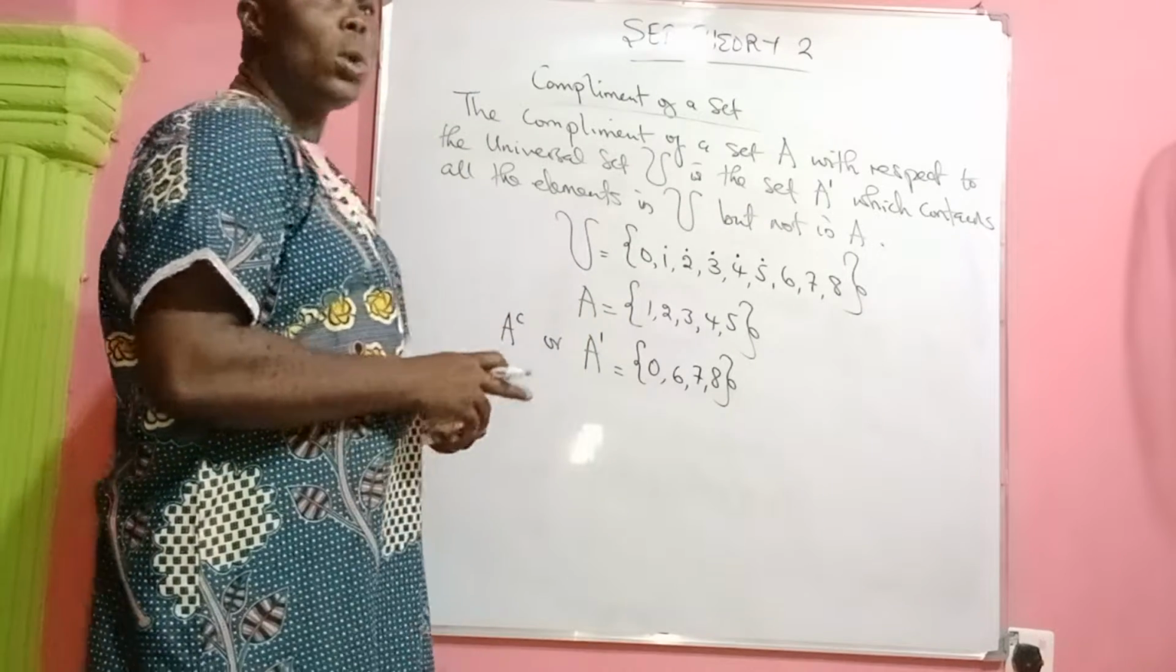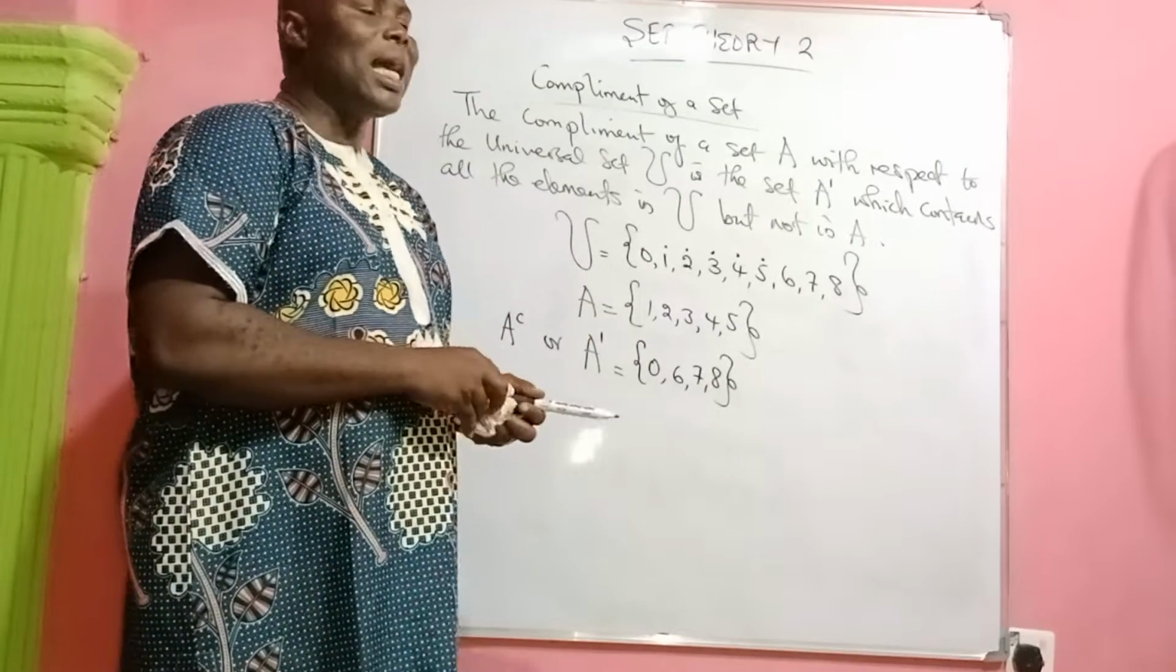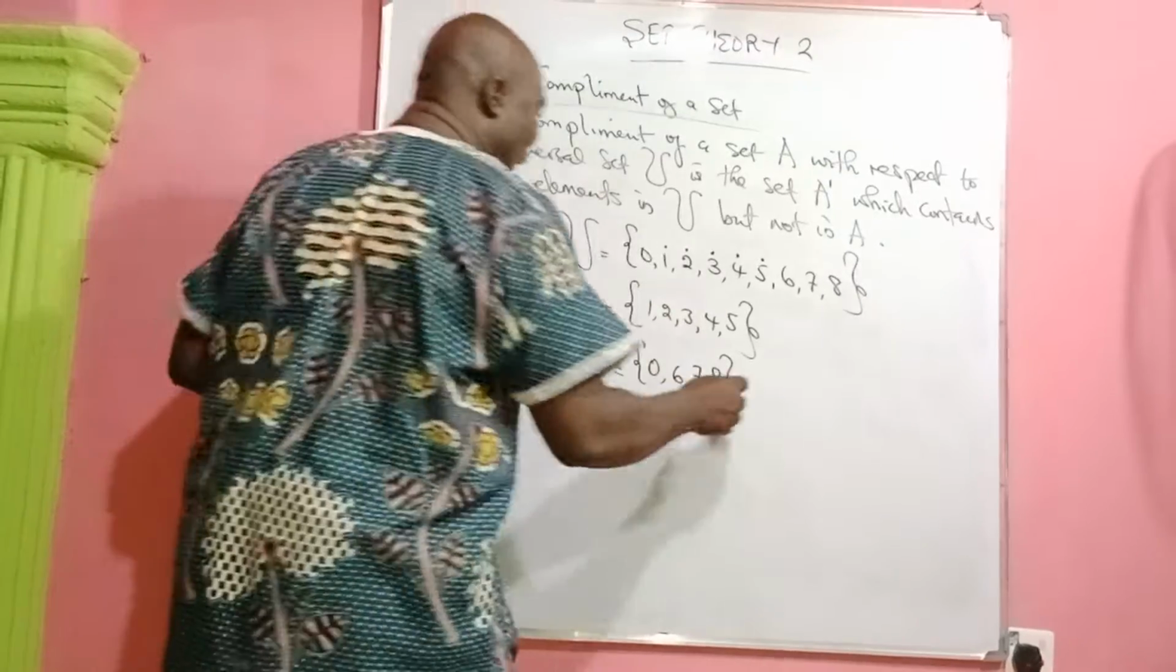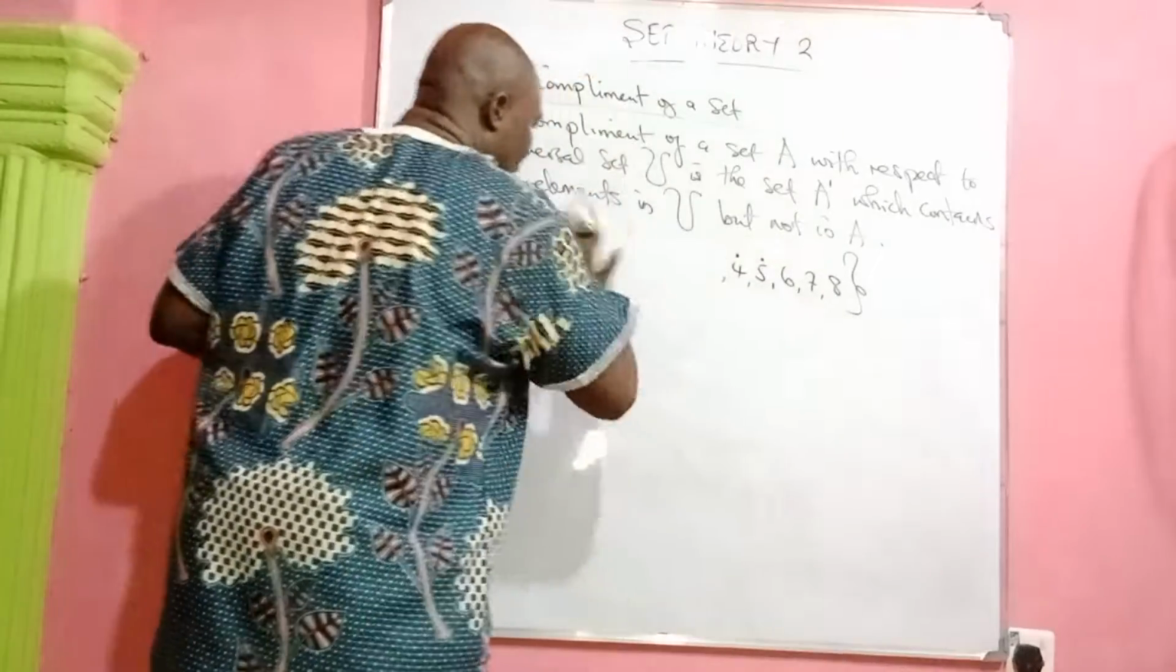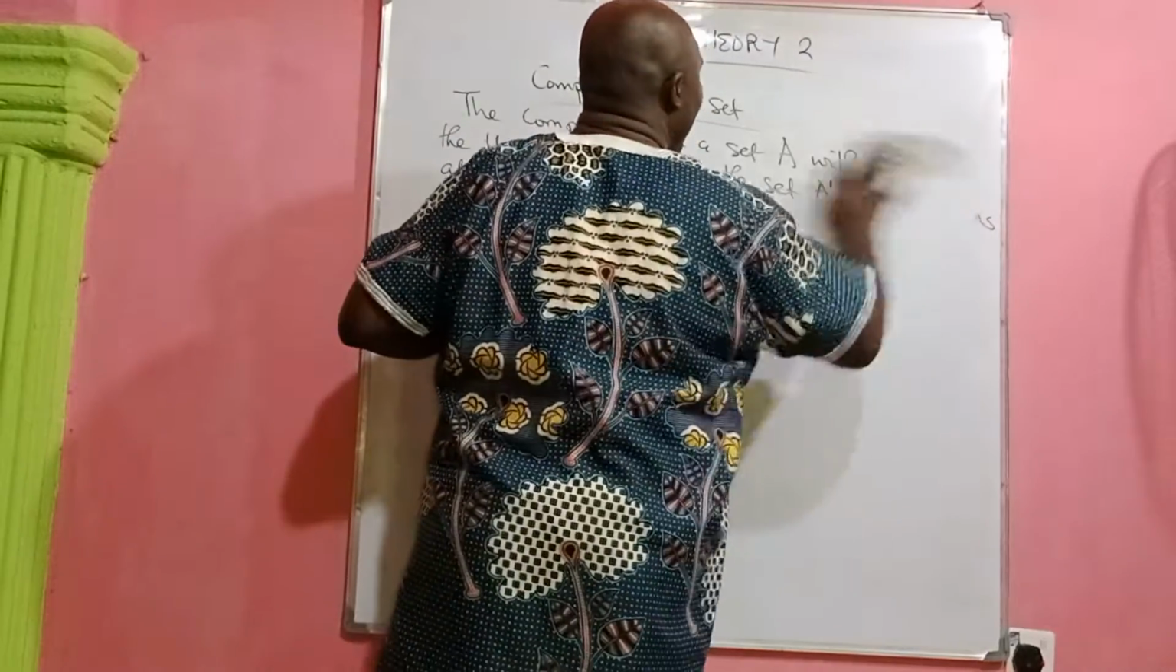Okay, now that we know what the complement of a set is, we can go ahead and solve a problem that has to do with complements. Now, let's take an instance.